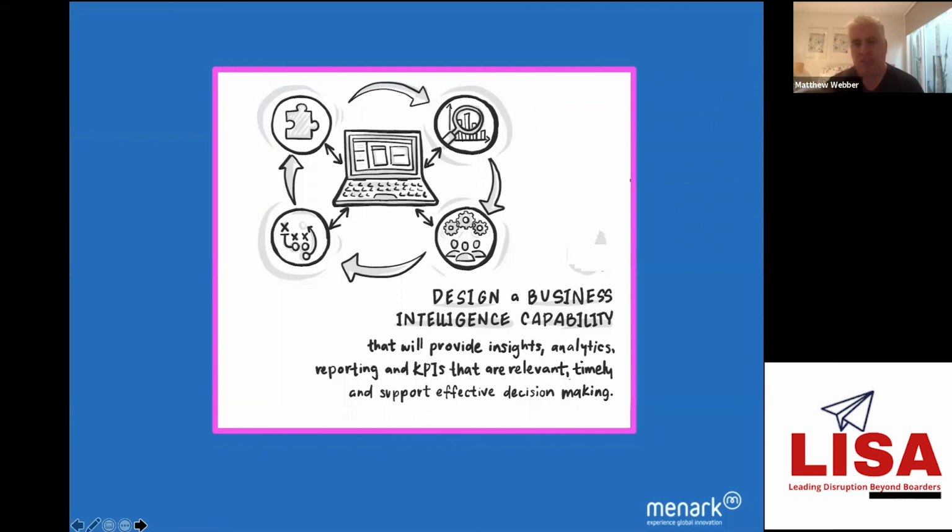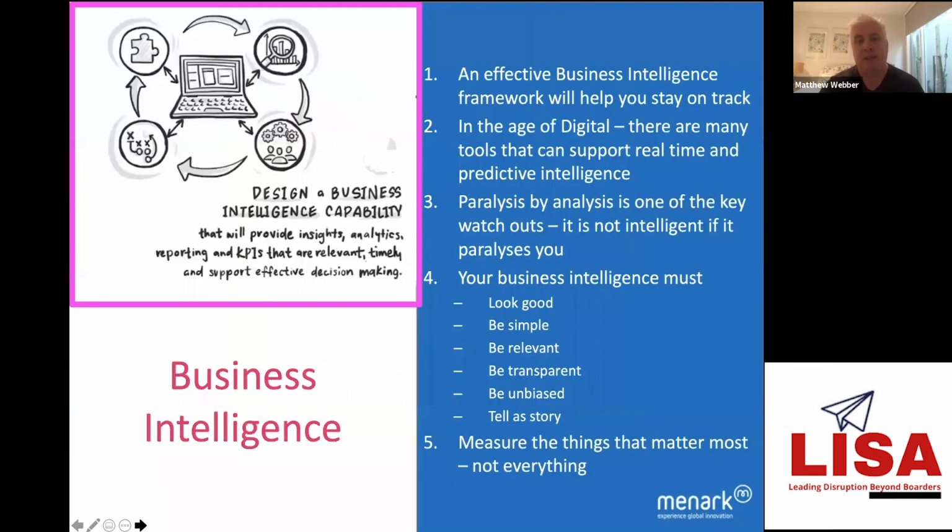Which leads us perfectly into designing a business intelligence capability. And basically this is around making sure that you can stay on track, and that you have a framework to help with that. And what we're really talking about here is making sure that you've got some KPIs set that help you understand the health of where you are and where you're going. And of course, it is the age of digital, so there are a thousand apps that you can use that will help you capture and use this information.